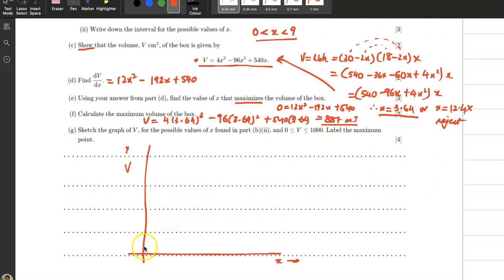And what's your maximum volume? No, maximum volume is not 9. This is 0, this is 9. Get the maximum. At 3.64, obviously. And this has to come as what? 887, because obviously that's the answer we got now. So it's maximum there.